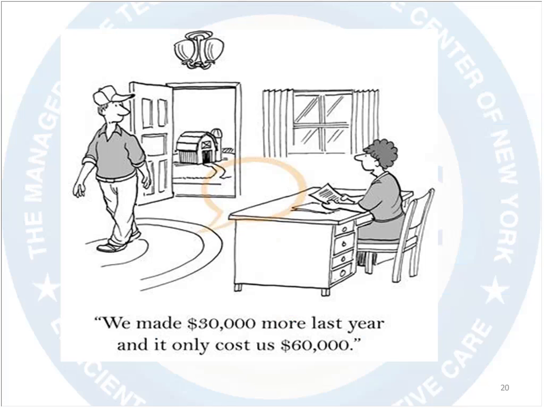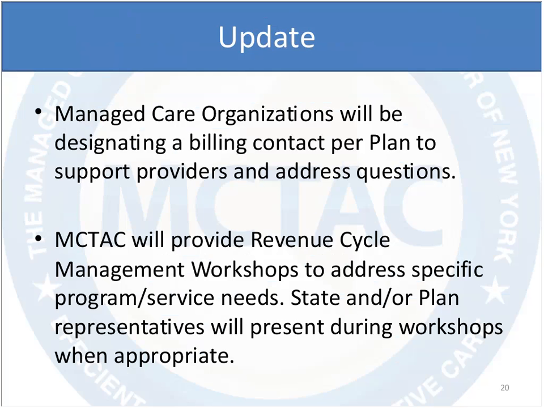And so, like with a lot of presentations, it's an obligatory cartoon. One thing is just keeping your eye on the money and how much you're spending versus how much you're getting, right? So we made $30,000 more last year, which is great, and it only cost us $60,000. I don't think any of us want to be in that situation. It's good to make more money, but if it's costing you more to make that, that's not good. So understanding your revenue and understanding how much it's costing is clearly an important factor here.